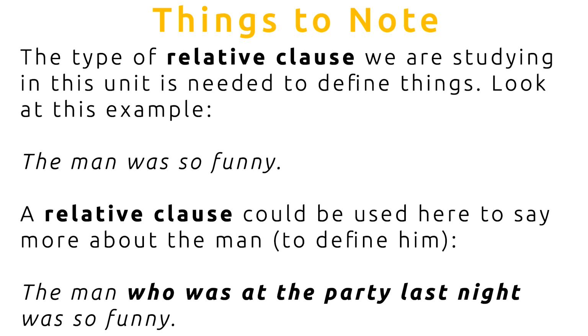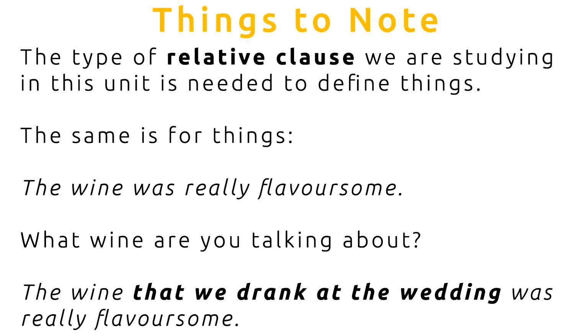Let's look at another example for things this time using a that relative clause. So look at the example. The wine was really flavoursome. But what wine am I talking about? If I want to give more information and define the wine, I can use a relative clause. So I can say, the wine that we drank at the wedding was really flavoursome. Now the sentence has much more meaning.